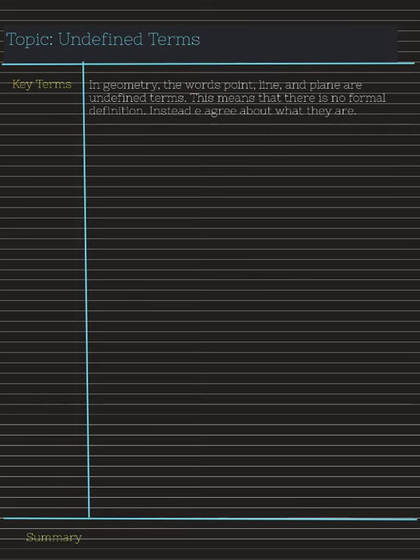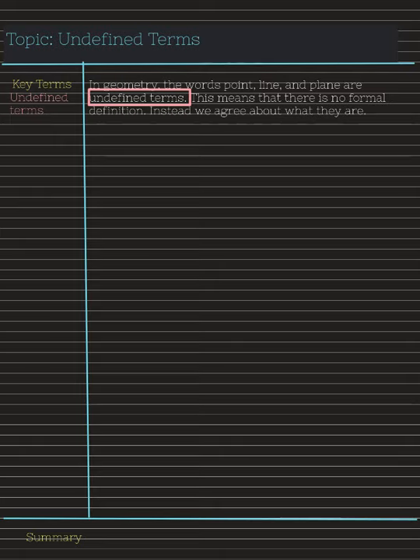In geometry, the words point, line, and plane are undefined terms. This means that there's no formal definition. Instead, we agree about what they are. I want to make sure that I draw my attention to the fact that I'm discussing undefined terms in this paragraph, so I'm going to put a box around that, and I'm going to make note of it under my key terms.